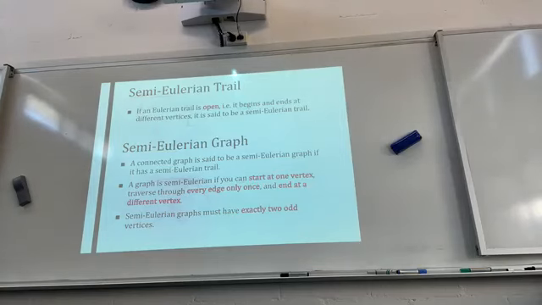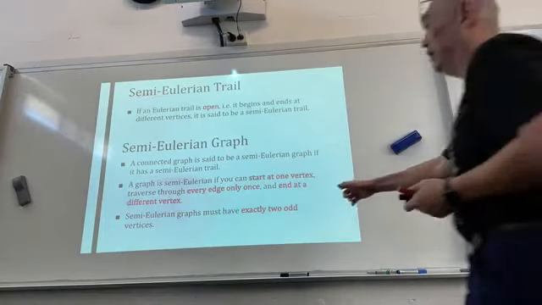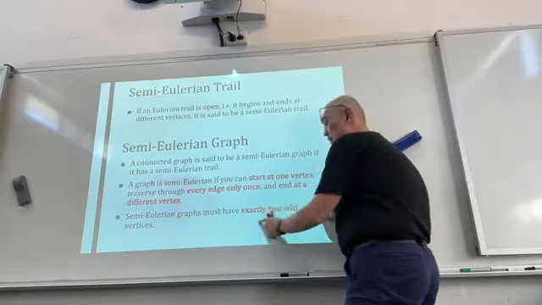A graph is semi-Eulerian if you can start at one vertex, traverse through every edge only once, and end at a different vertex. Now, the next point is important: how you identify a semi-Eulerian graph. It must have exactly two odd vertices, that's it. It cannot have 3, it cannot have 4, it cannot have 5, it cannot have 1. Exactly 2 odd vertices. That is such an important point for identifying a semi-Eulerian graph. Alright? Exactly 2 odd vertices.